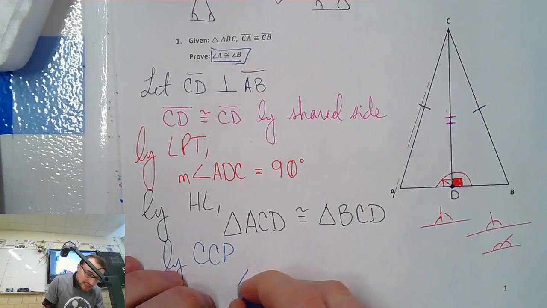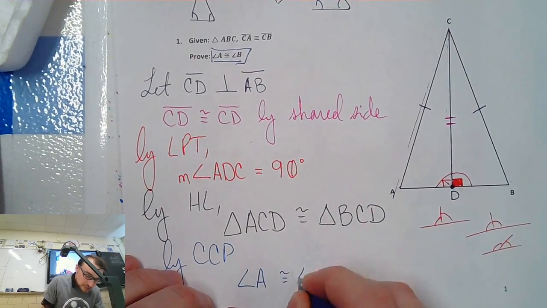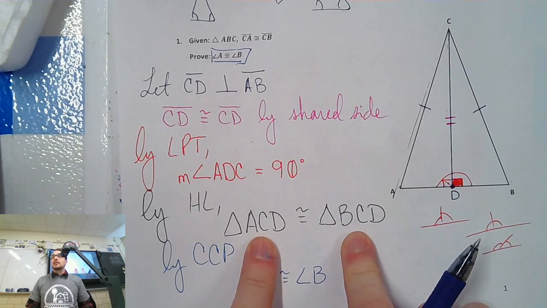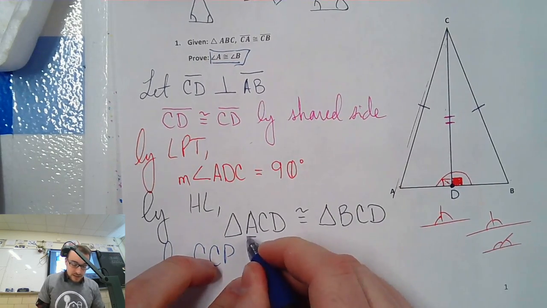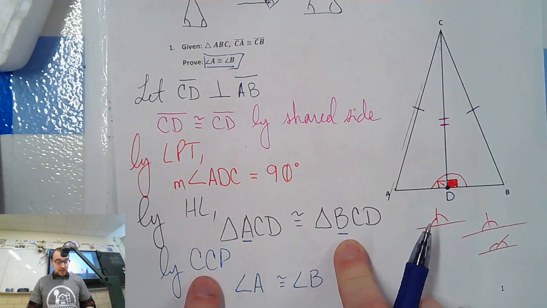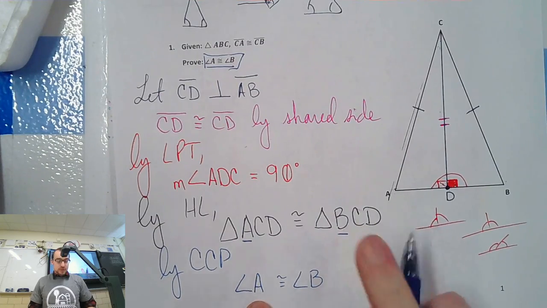So if I want to write that A is congruent to B, which is my end goal, I need to see: do A and B correspond? Look up at our writing here. Do you see how A and B are in the same spot? Then they're corresponding, and if they're corresponding, then they're congruent. So we're done.